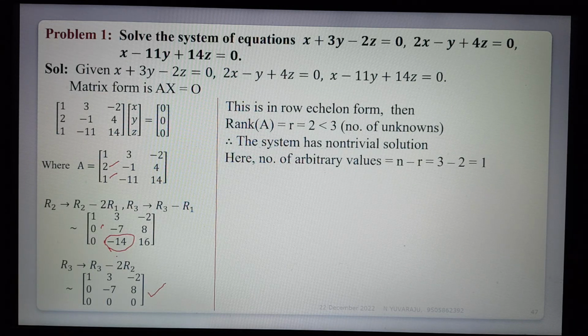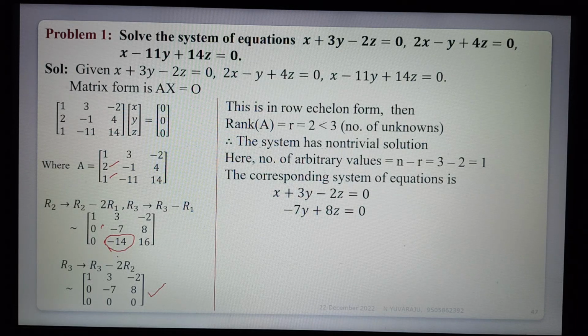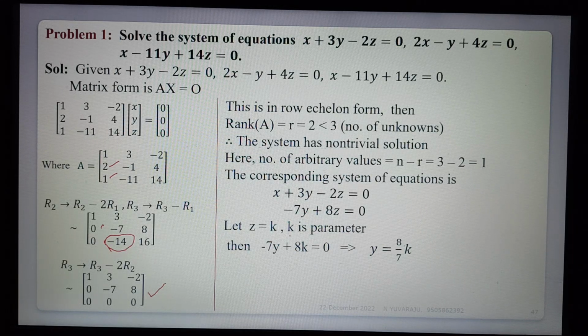So the corresponding system of equations is x plus 3y minus 2z equal to 0, 7y plus 8z equal to 0. So any one variable can take an arbitrary value, that is y or z. So z is equal to k, a parameter. Substituting here, 7y plus 8k is equal to 0, then y is equal to 8 by 7 k. Substituting z and y in the above equation, x plus 3 into 8 by 7 k minus 2k is equal to 0. Therefore x is equal to minus 10 by 7 k.